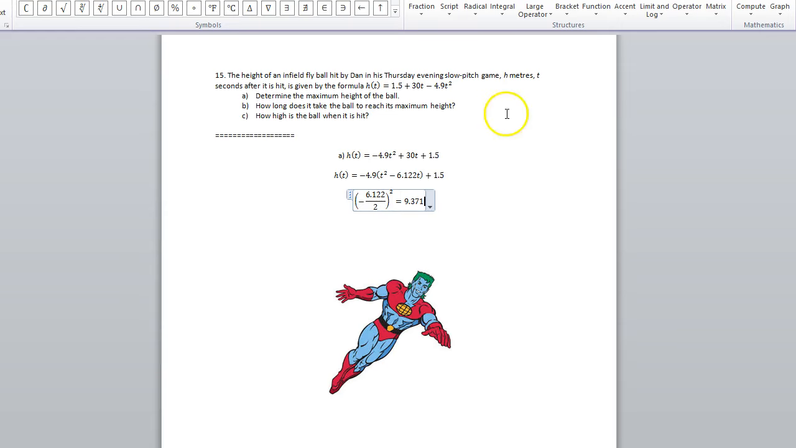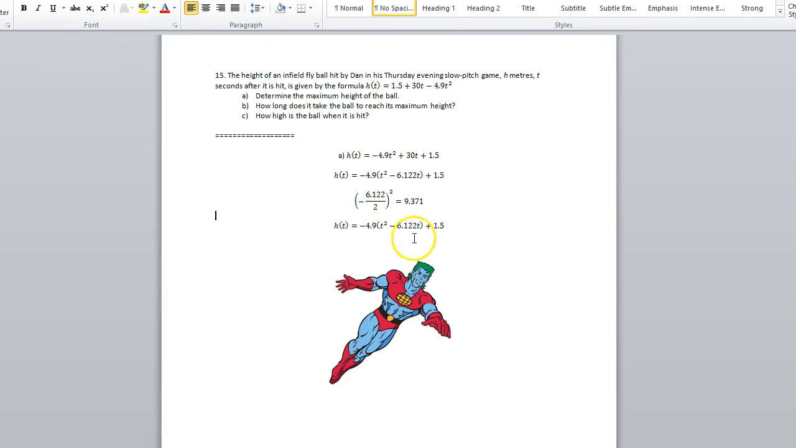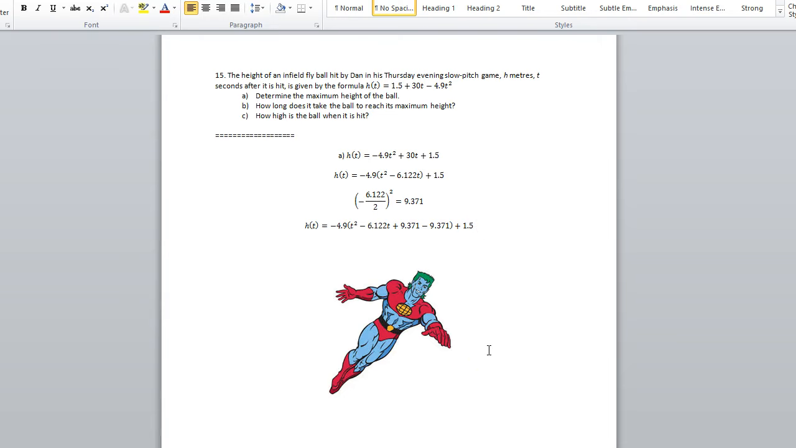Okay, so what you're going to do next is add and subtract that inside the brackets. This is just a basic complete the square question that we're dealing with here. So that gave us 9.371. Oops, that's supposed to go inside the bracket. It keeps doing that to me. There we go. Okay, so what I want to do next is get that negative 9.371 outside of the bracket. In order to do that, I have to multiply it by negative 4.9.